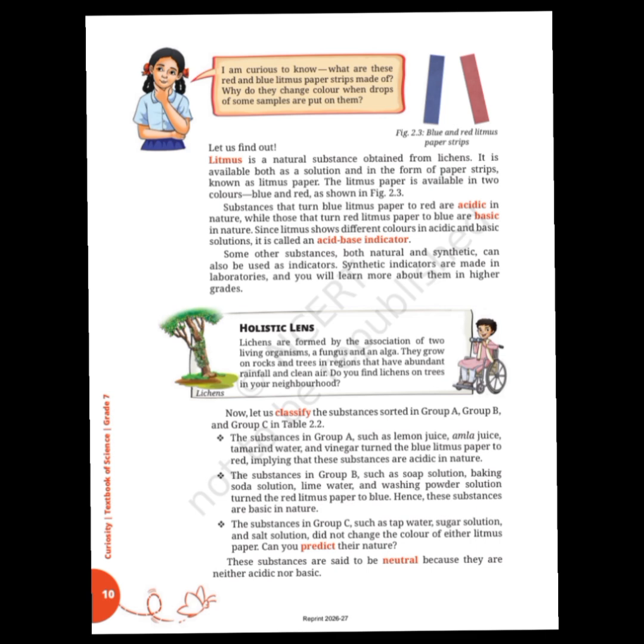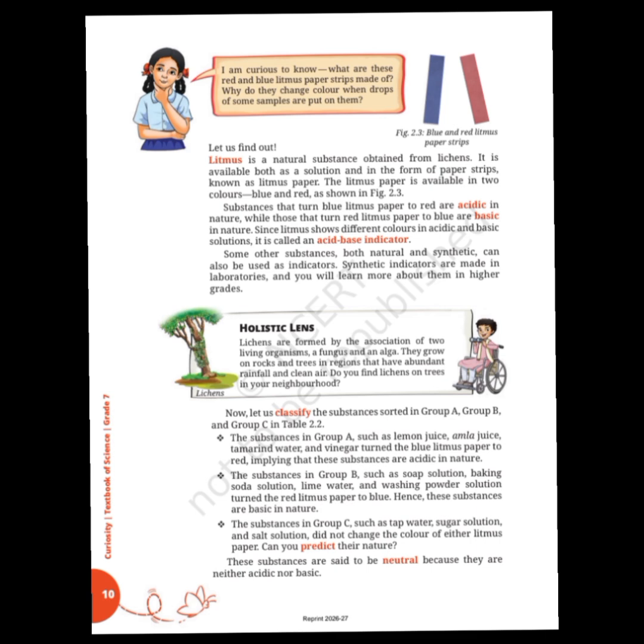Substances that turn blue litmus paper to red are acidic in nature, while those that turn red litmus paper to blue are basic in nature. Since litmus shows different colors in acidic and basic solutions, it is called an acid-base indicator. Some other substances, both natural and synthetic, can also be used as indicators. Synthetic indicators are made in laboratories, and you will learn more about them in higher grades.